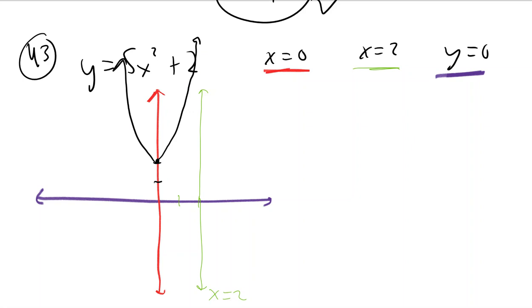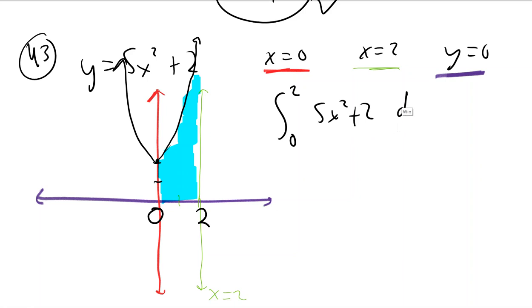by the graphs of the equation. So they want to know how much area is trapped in these 4 lines. So really, what we're doing is we're asking ourselves, what's the area under the curve between 0 and 2? Those are the x values I'm looking at. Under this curve, which is 5x squared plus 2.